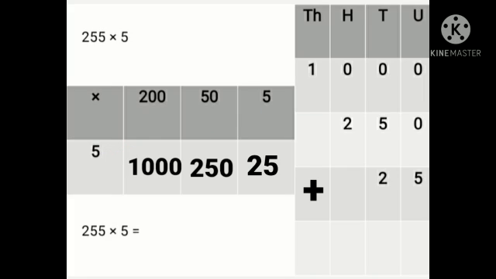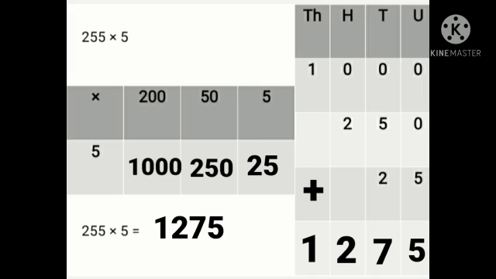Now all the three answers we are going to arrange according to the place value for addition. Starting from the units, 0 plus 0 plus 5 gives you 5. 0 plus 5 plus 2 gives you 7. 0 plus 2 gives you 2 and 1 will come as it is. Therefore, 255 multiplied by 5 is 1275. Moving on to the next sum.